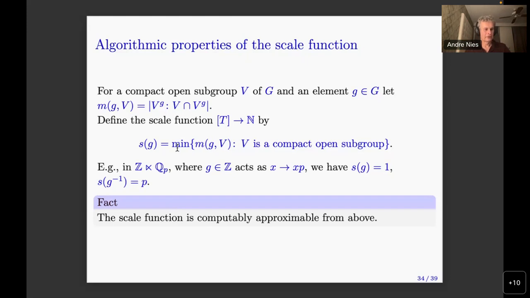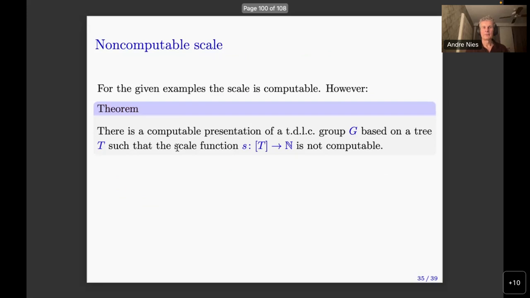It was open for maybe a year whether it can be non-computable for some example, but Willis already had an example where the scale function on the automorphism group, so in the more general sense, with the Braconnier topology, is not continuous. And we used that example together with some computability constructions to show there's a computable presentation of a TDLC group so that the scale function is not computable. So that's quite interesting.